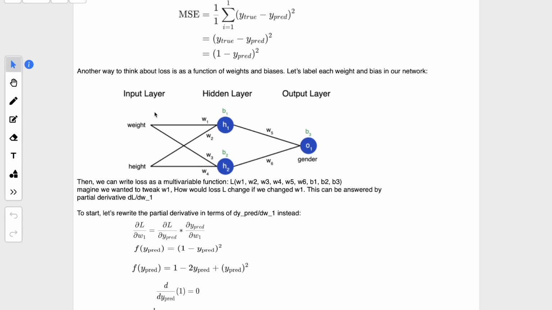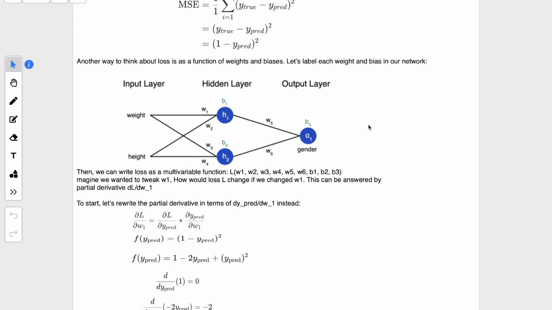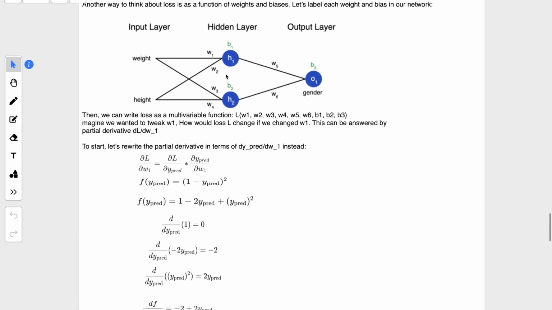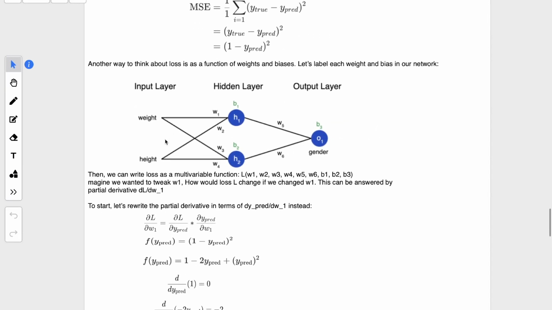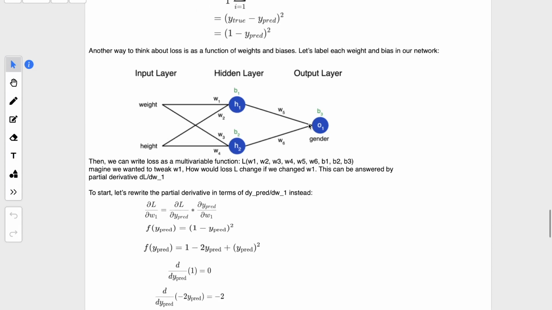So our neural network looks something like this. We have two neurons in our hidden layer and one in the output layer, to simplify our calculations. Weight and height belong to the dataset. These are the inputs, and these are the weights for the first hidden layer. W1, W2 are the weights for neuron 1. W3 and W4 are the weights of neuron 2, and W5, W6 are the weights of the output neuron. Similarly, each neuron has its own bias: B1, B2 and B3.